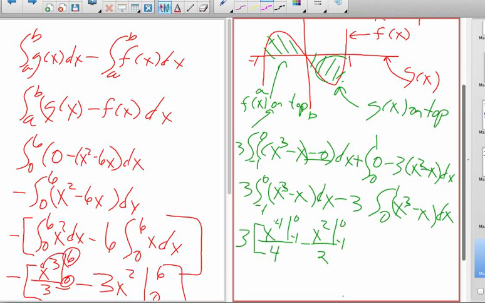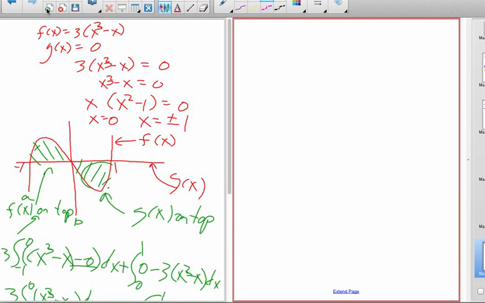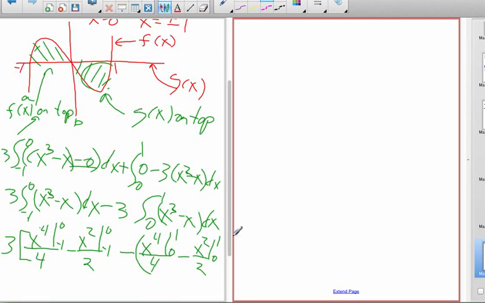And then I'm going to have minus, and remember I've gone ahead and I'm going to factor both of these 3's out front. So I'm going to have a minus, and then I'm going to do this guy, and I've already done it. So I'm going to have an x to the 4th over 4, evaluated from 0 to 1, minus x squared over 2, evaluated from 0 to 1.